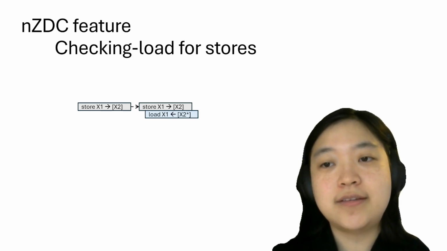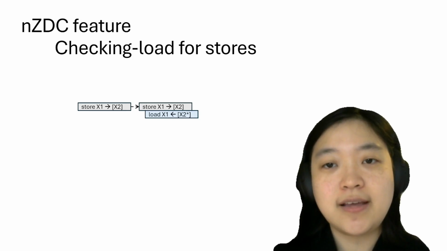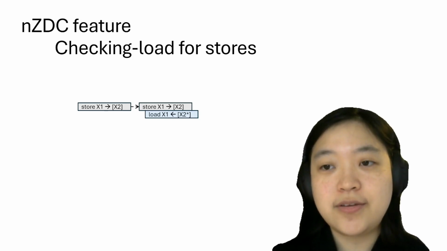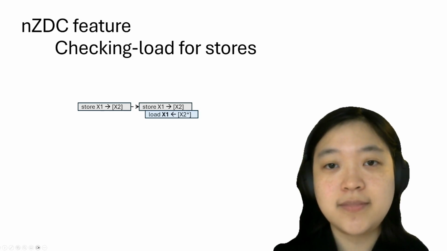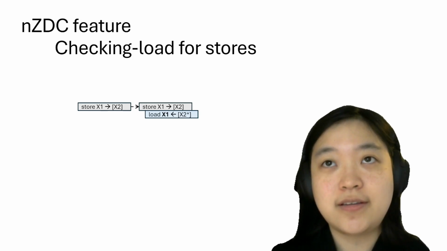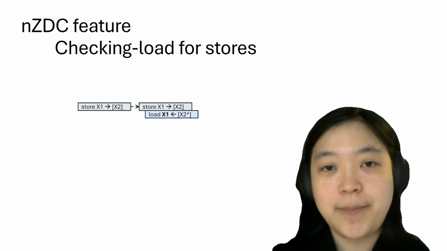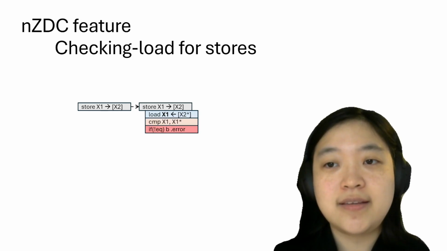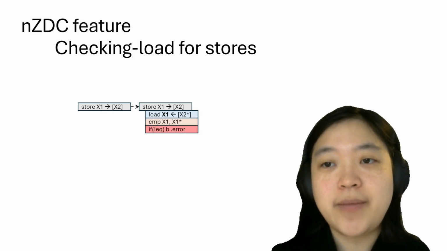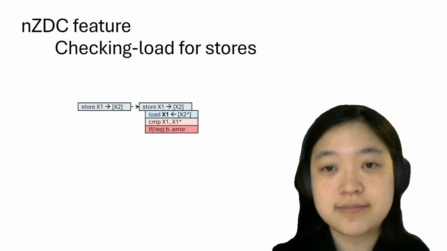nZDC, on the other hand, checks for stores through introducing a checking load, where the stored value is loaded back to check for errors after the store. Note that the stored value is loaded back to the original register instead of the shadow register. This means that any errors that would happen on the original register is not propagated to the shadow register. Hence, it is possible to detect errors by comparing the values in the original and shadow registers.